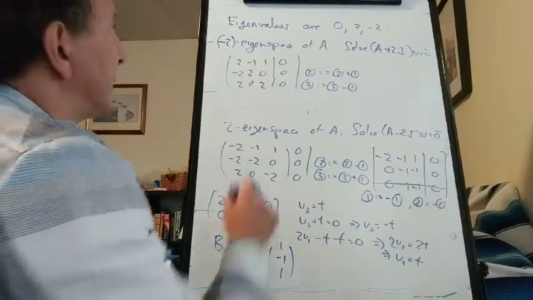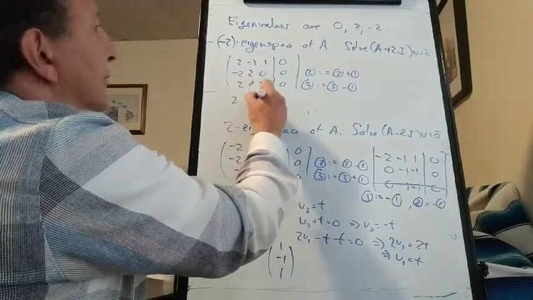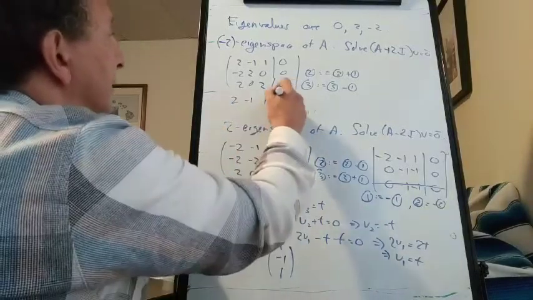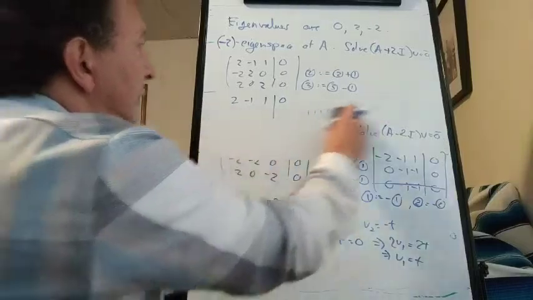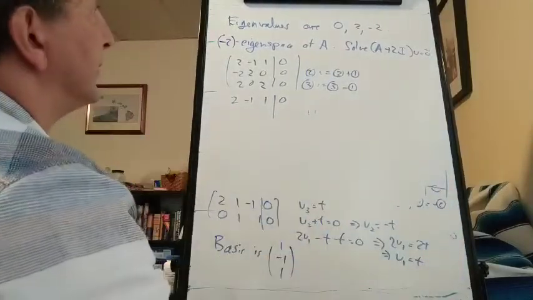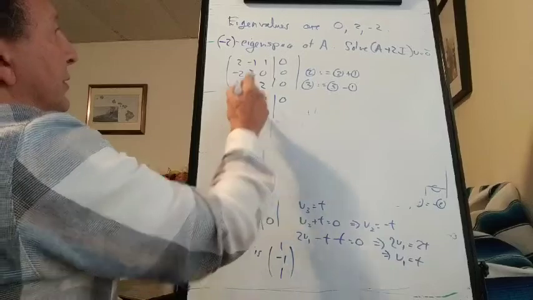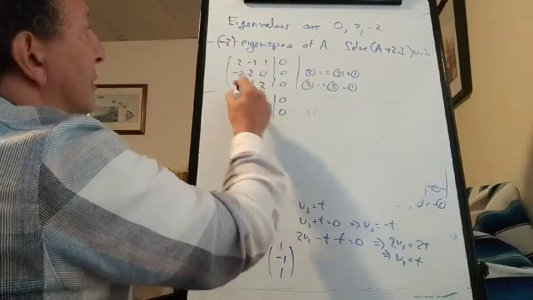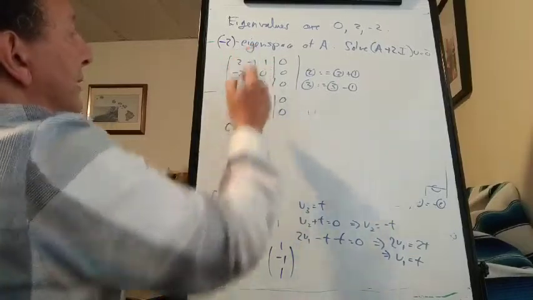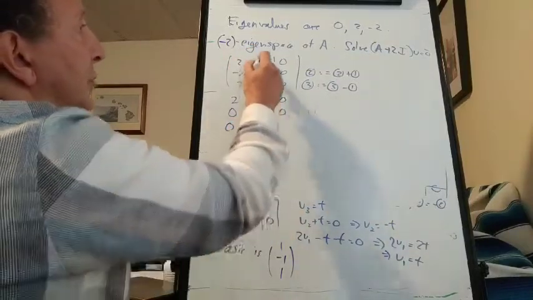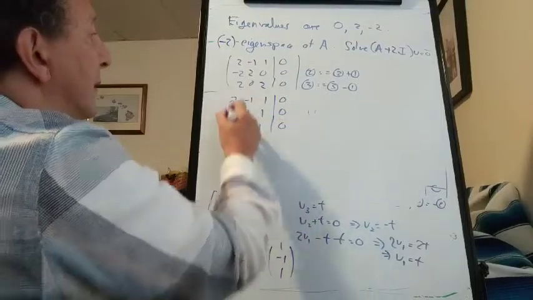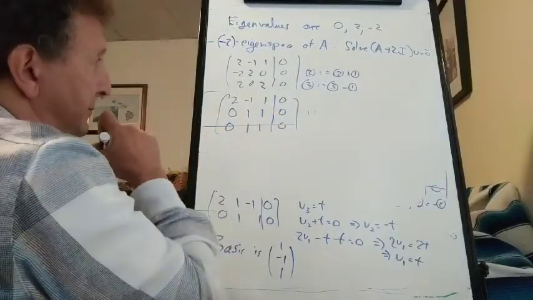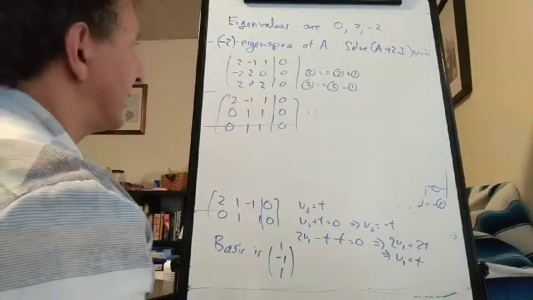Then that gives us 2, negative 1, 1, 0. Second row is negative 2 plus 2 is 0, 2 minus 1 is 1, 0 plus 1 is 1. Third row is 2 minus 2 is 0, 0 minus negative 1 is positive 1, 2 minus 1 is 1. Alright, again the third row is just equal to the second row, so let's get rid of it. I think we can solve this as it is.